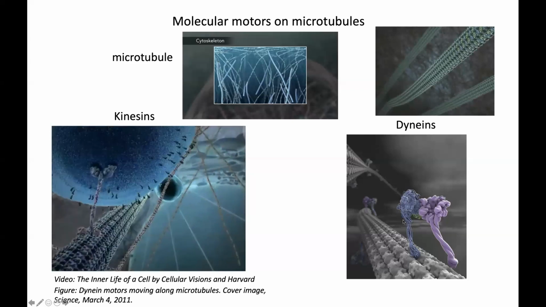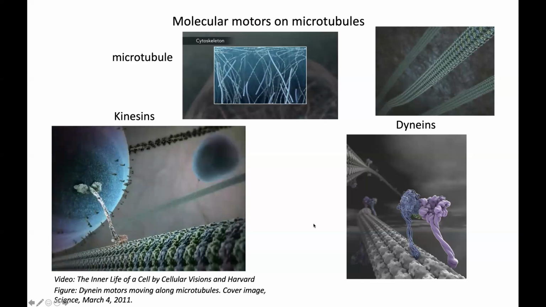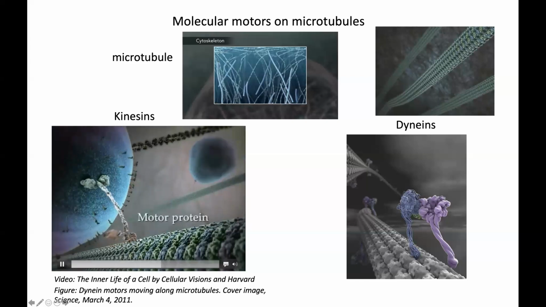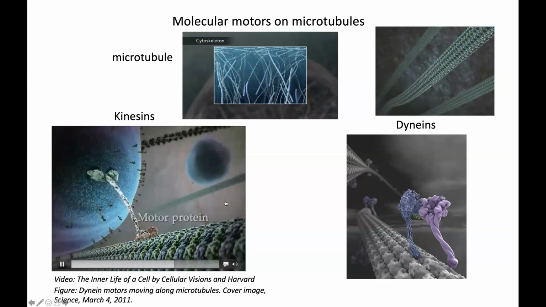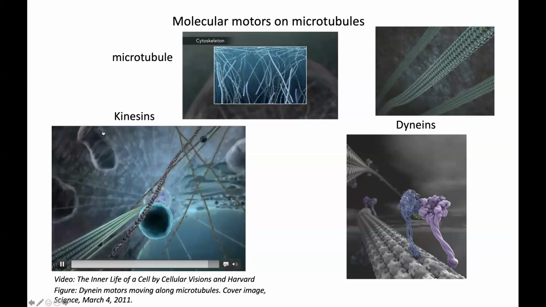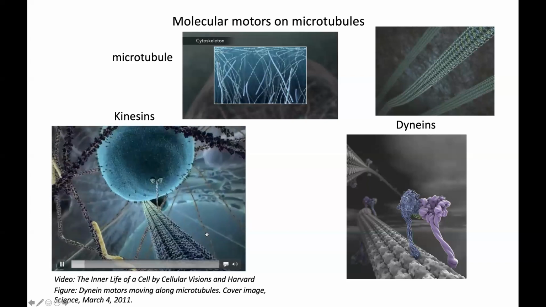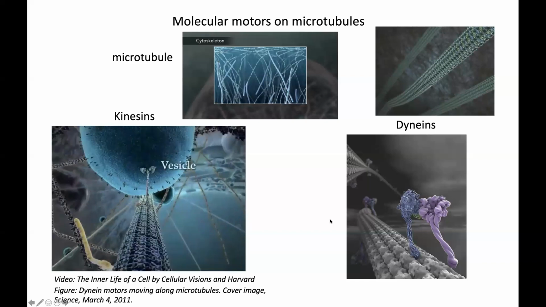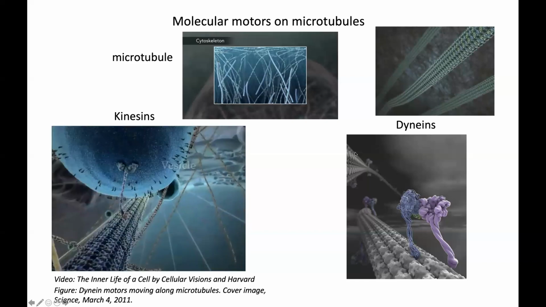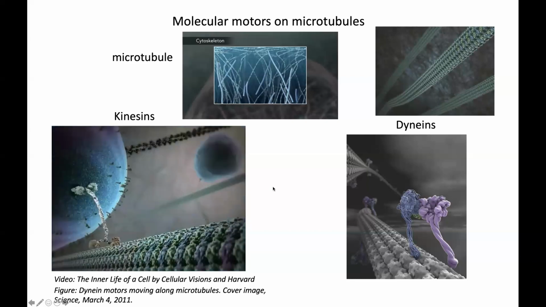Dynein moves along the microtubule from plus end to minus end, and the kinesin moves from the minus end to plus end generally. But recently, some research found some of the kinesins could move from plus end to minus end, working just like dyneins, but it's very rare. So this is the first difference.